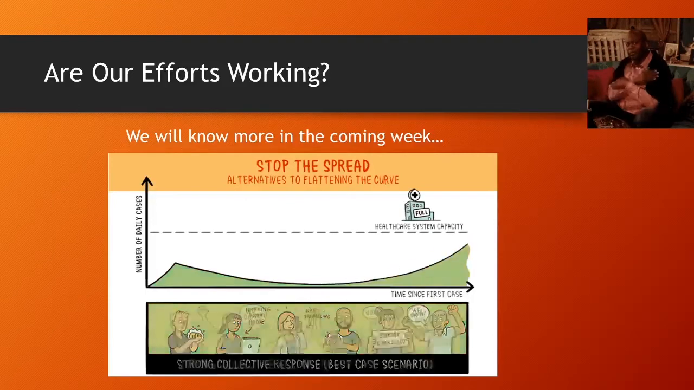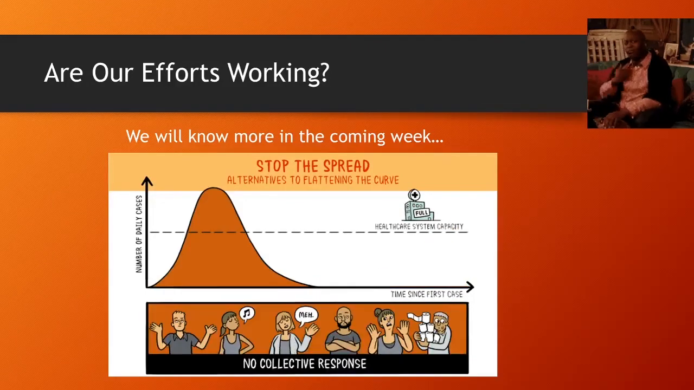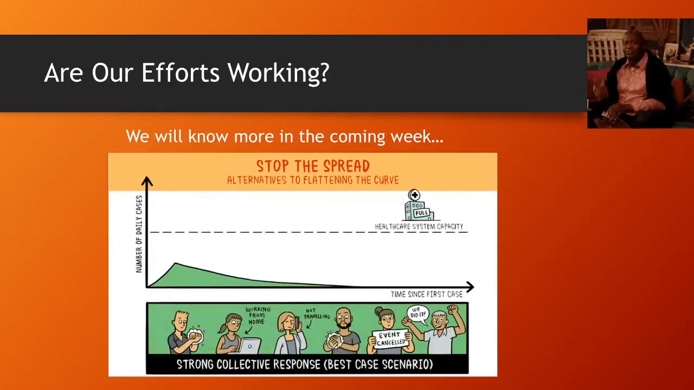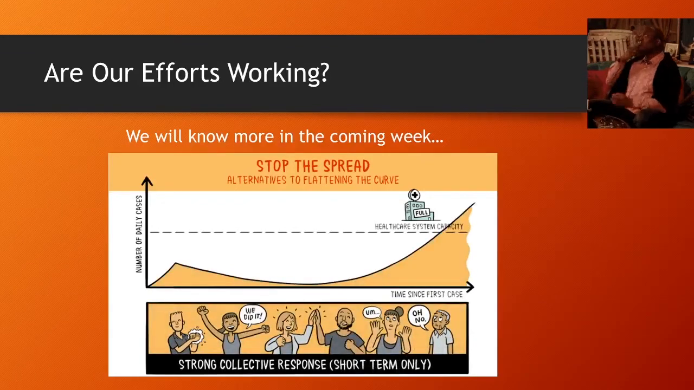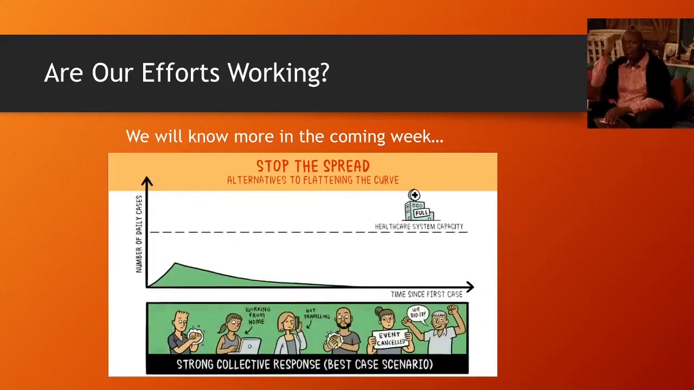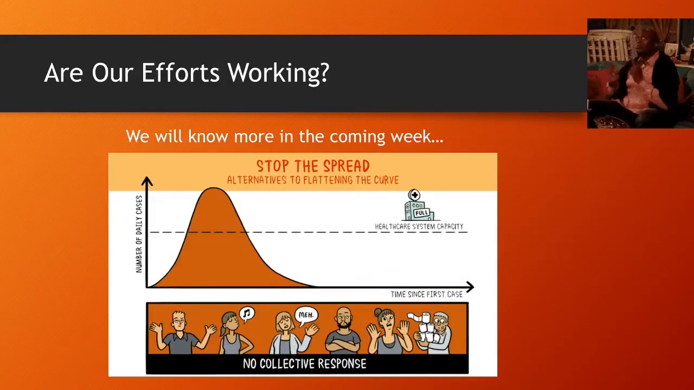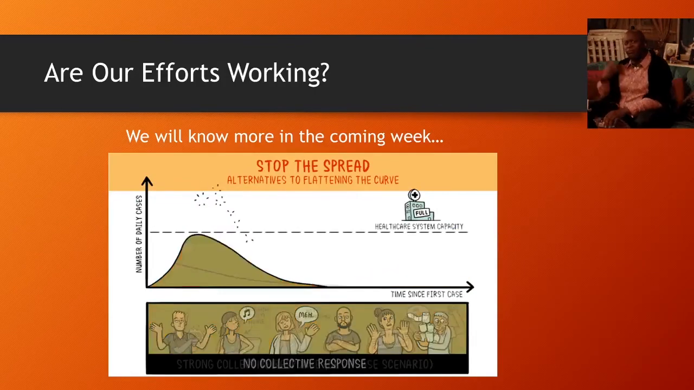This is a graph that shows, essentially, it's like flattening the curve, but flattening the curve is just a step, and then to eliminate it completely, we need to stop the spread. So essentially, what is important is how long we are going to be putting these systems in place to make sure that no new people get infected.